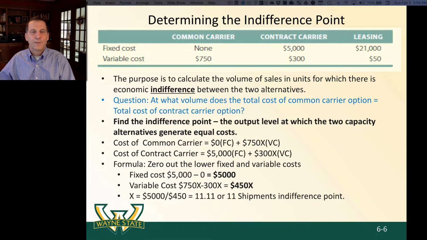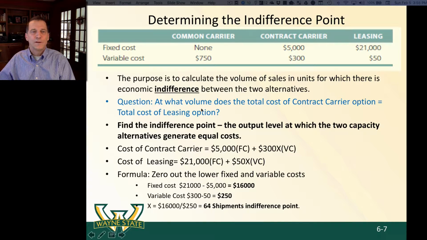Let's look at one more. We'll do this one a little bit quicker because you've already got the conceptual stuff. What if we wanted to compare the contract carrier and leasing? Our fixed cost for leasing is very high. We're going to lease a vehicle. We'll have access to that vehicle all we want, and all we need to pay in variable cost is our fuel, our maintenance, and our driver's salary. So it's a very, very low cost on the variable side, but fixed takes a big bite.